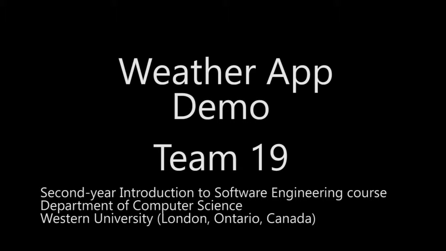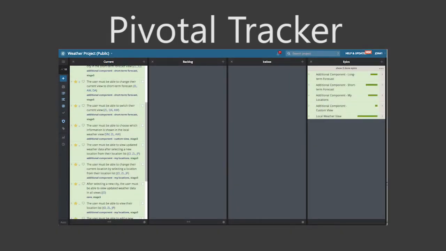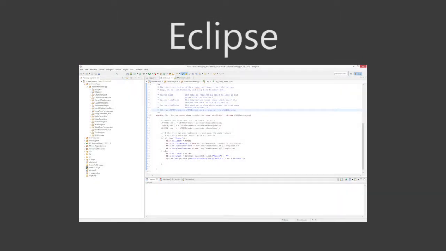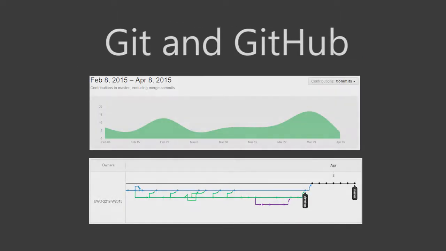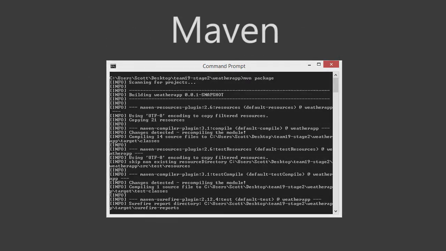Hi, this is Team 19's weather application demo for the Intro to Software Engineering course at the University of Western Ontario. When developing the application, we used Pivotal Tracker to streamline the software development process. For coding, we used the Eclipse Integrated Development Environment. For version control, we utilized Git and GitHub. To package and build our final Java jar, we used Maven.